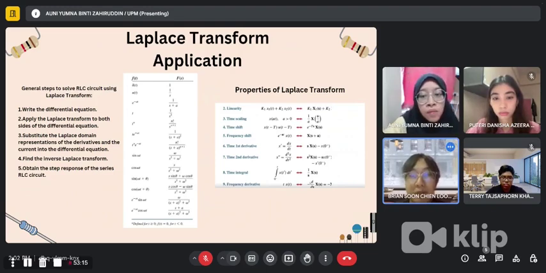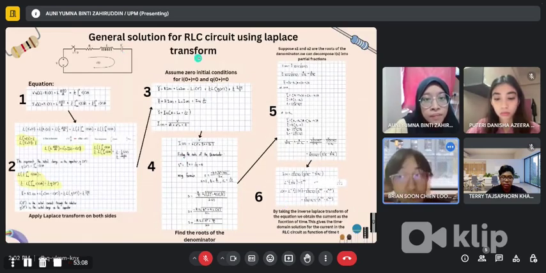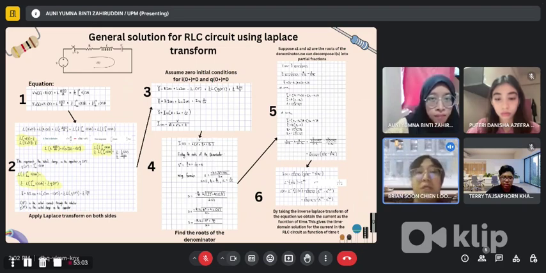So these two are the properties of the Laplace transform. Okay, next. So based on objective 2, we need to apply Laplace transform to solve the resulting differential equation. So this is an example of a general solution for an RLC circuit using Laplace transform. Based on the circuit, we are given the equation V(t) equals R i(t) plus L di over dt plus 1 over C integral from negative infinity to t of i(t) dt.